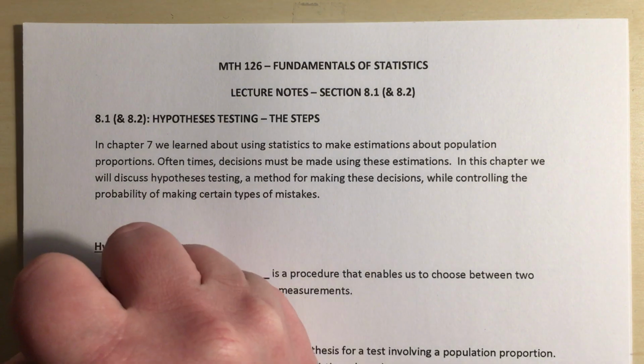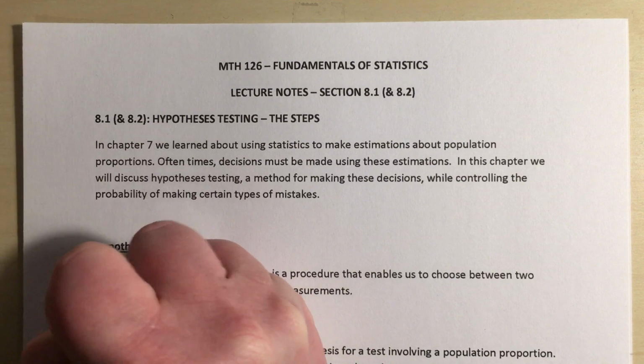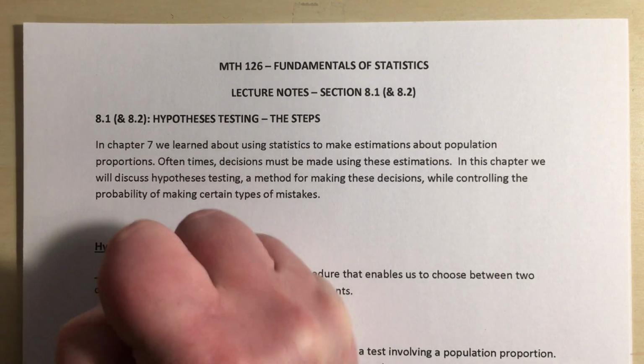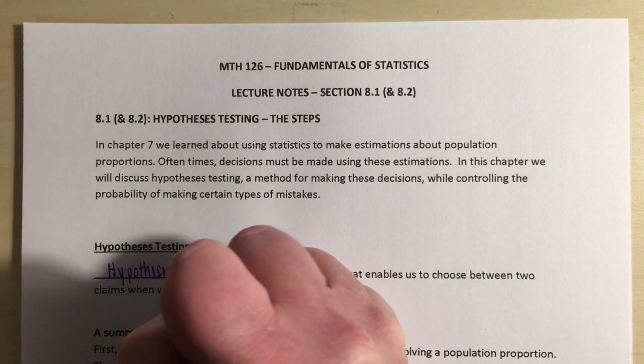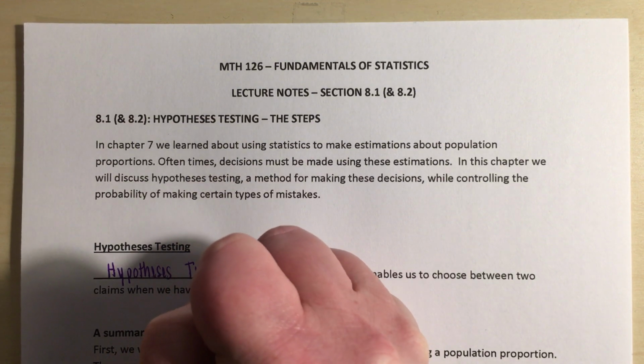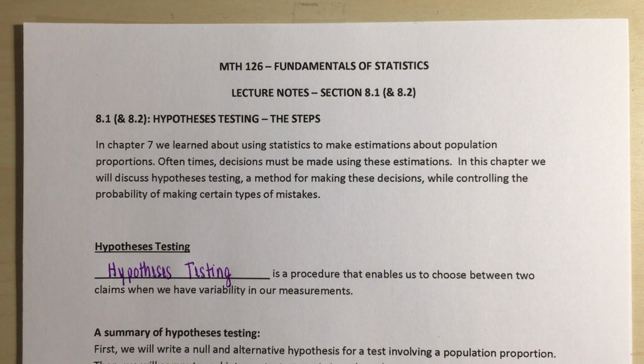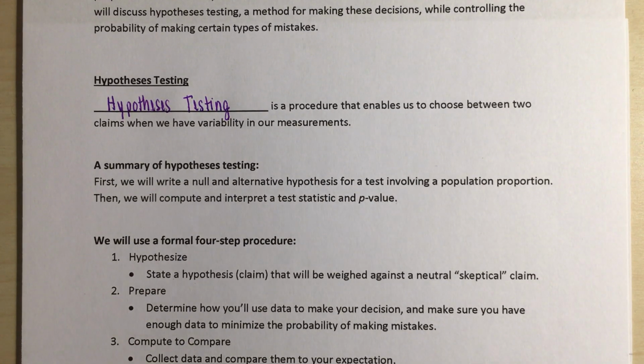All right? So hypothesis testing is a procedure that enables us to choose between two claims when we have variability in our measurements. So unlike our confidence intervals where we were just coming up with estimations, what we're going to be doing here is comparing two different claims.